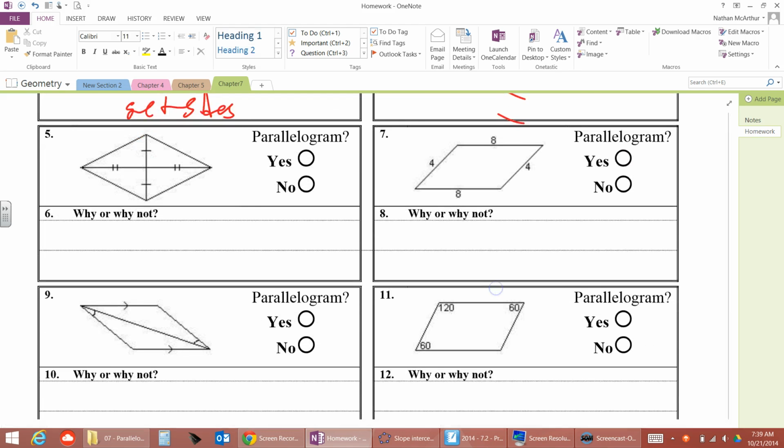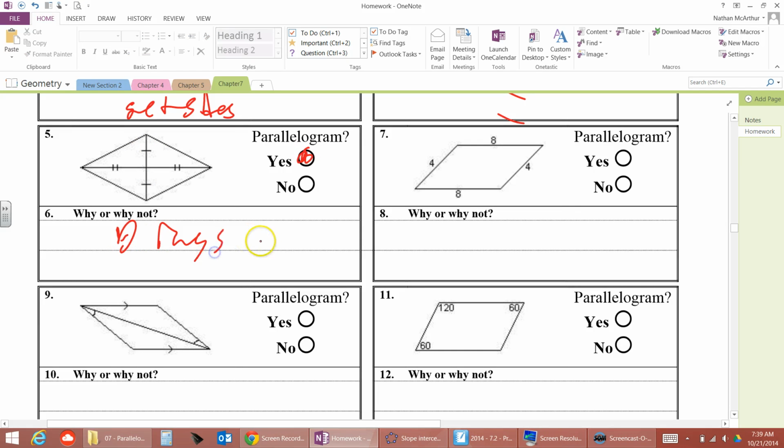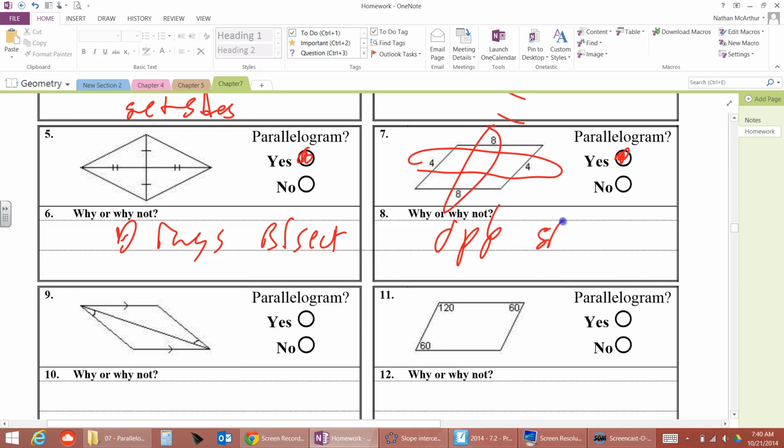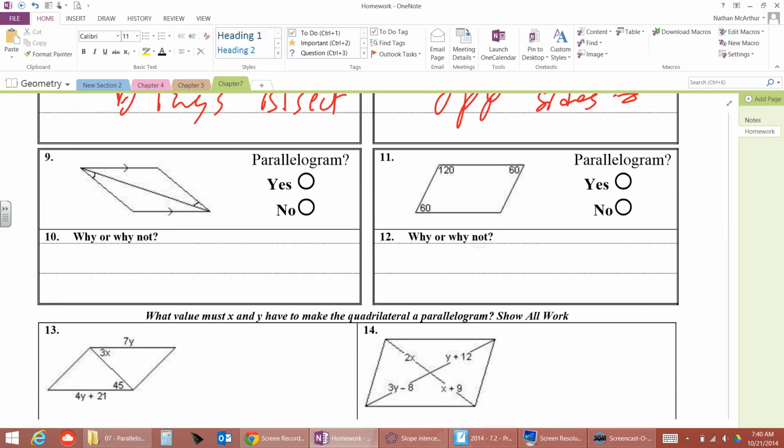All right, so now over here, yes, this one is, and it's because the diagonals bisect each other. So I'd say diags bisect. All right, here, opposite sides. I'd say it's yes, and I'd say OPP sides congruent. Terrible handwriting. This laptop doesn't write very well, but it's okay.